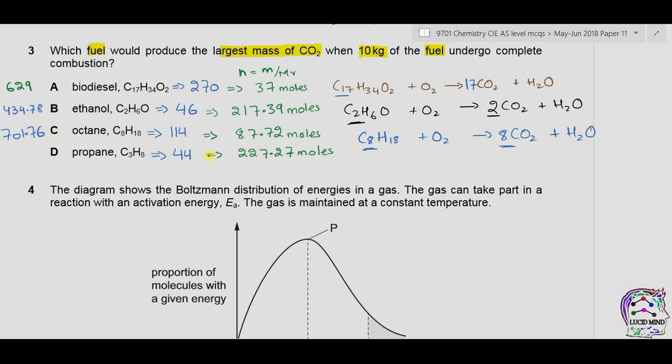Let's do the last one. We have propane, C3H8. To balance carbon, we have to write 3 with the product, so it is 1:3. So for 227.27 moles, it will be X. By cross multiplying, the number of moles of carbon dioxide produced is 681.81.